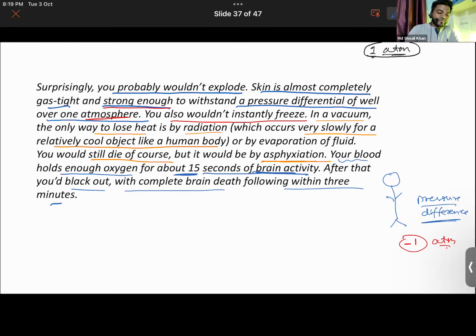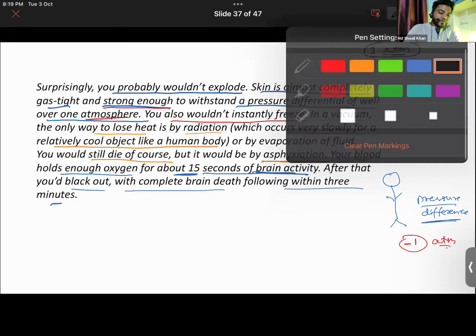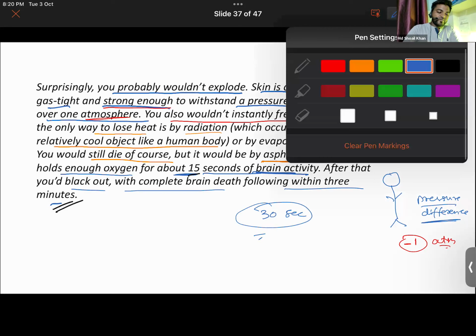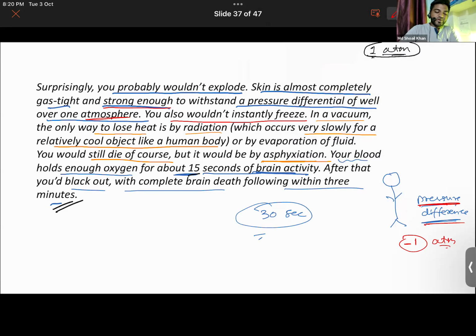So a person without a space suit in space, what will happen? If exposed to space, the person's brain would be active for only 15 seconds. After that, within 3 minutes, the person will be dead. Now suppose the person were rescued under 30 seconds, brought back to the spacecraft. Even then it would be very difficult to save the person. Why? Because of this pressure difference we talked about. The pressure inside the body would be greater than the outside; there is less or almost no pressure in space.